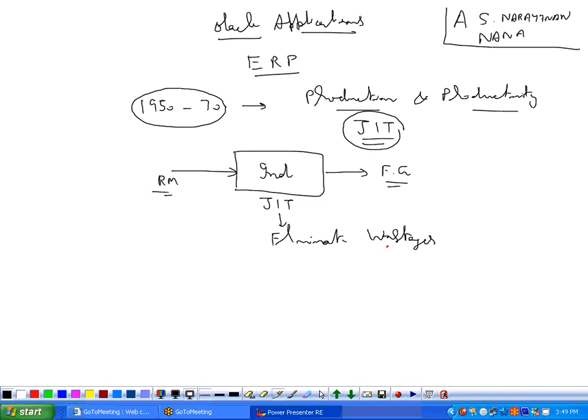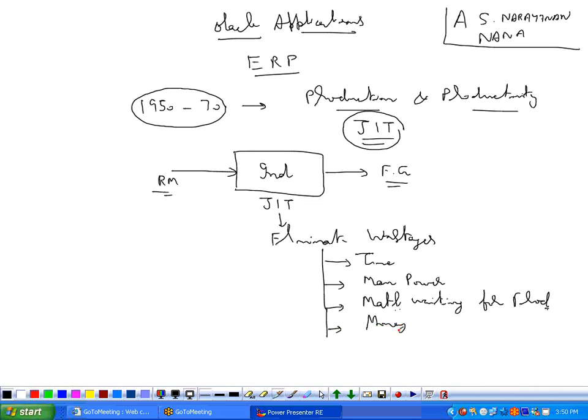When you want to eliminate the wastages, there are so many industrial wastages. One of them is time. You waste the time unnecessarily. Then manpower is wasted. Then material is waiting for production. This is also a wastage. Money is a wastage.